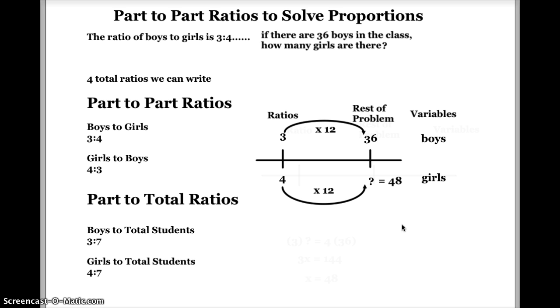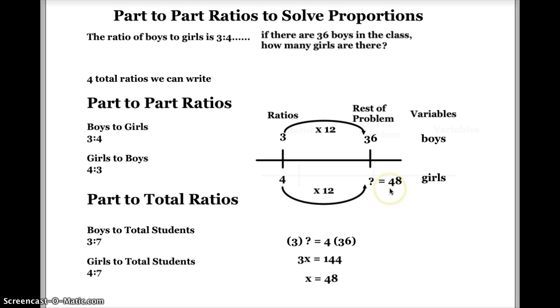Now, if you weren't able to see that relationship very easily, you can always cross multiply to solve these. The way you cross multiply is you multiply diagonally. I'll take 3 times question mark is equal to 4 times 36. So I'll write that down: 3 times question mark is equal to 4 times 36. Then I'll multiply both sides out, and I get 3x on this side because 3 times question mark is the same as 3x. We use letters for variables instead of question marks. And then 4 times 36 is 144. Then if I divide both sides by 3, I get my answer of x is 48.